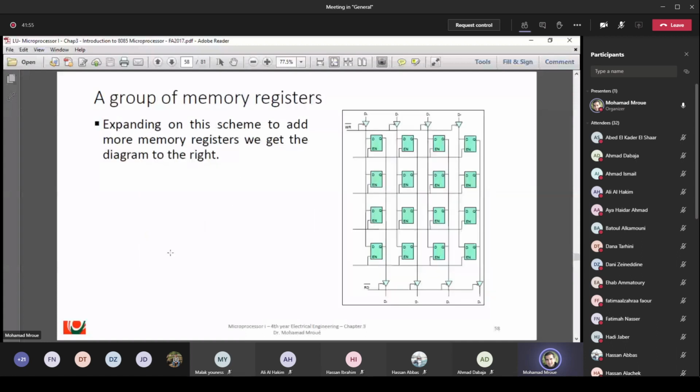Now, a group of memory registers. Expanding on this scheme to add more memory registers, we get the diagram on the left here. The write allows writing to one of the memory elements, and read allows reading from one. Certainly here we will have a problem, because reading should be from one particular memory element. For write we do not have a problem, but in addition we have the enable. For read, we have a detail that is missing in this figure: they cannot all be connected to the same node.